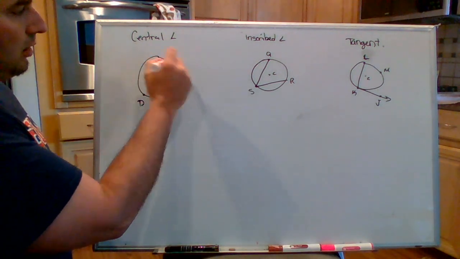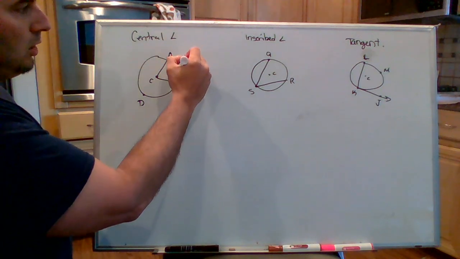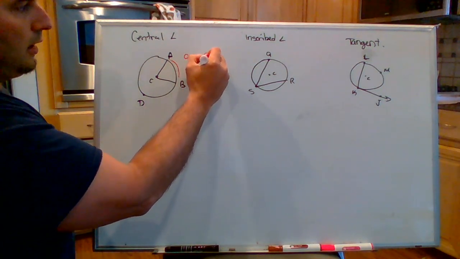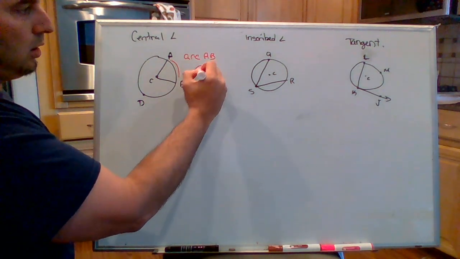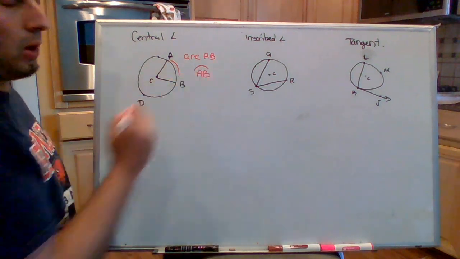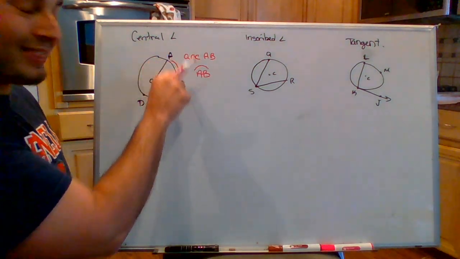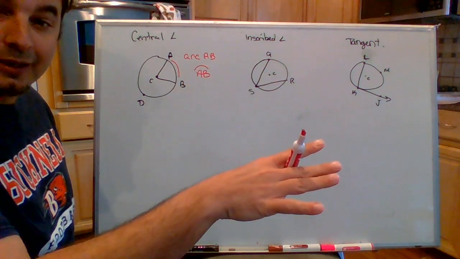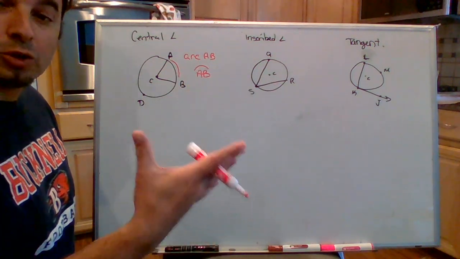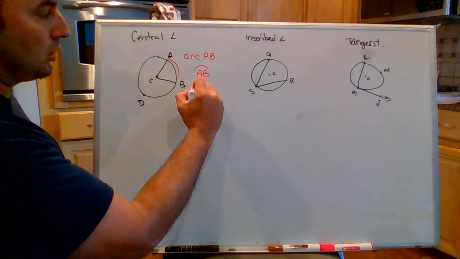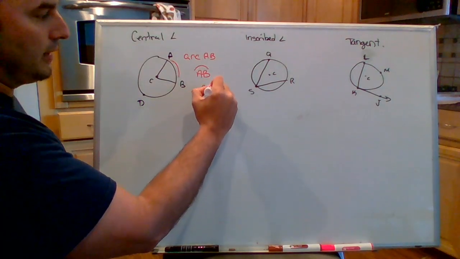This here, from here to here, this is called arc AB. Okay, that arc, you can find the length of it, which we'll talk about later in a couple videos, and it also has a measure. Okay, there's the measure of arc AB.